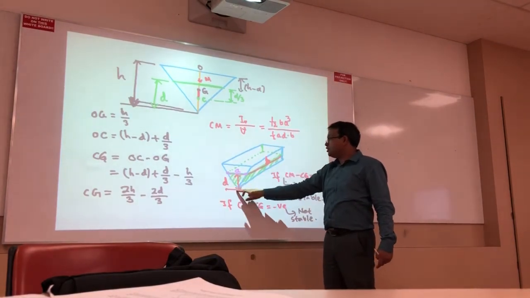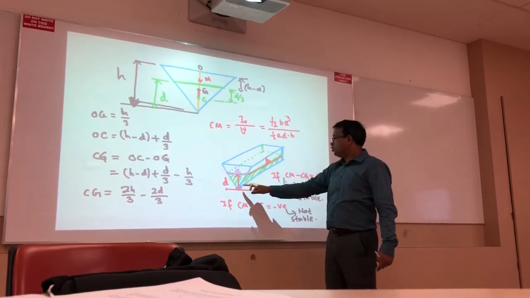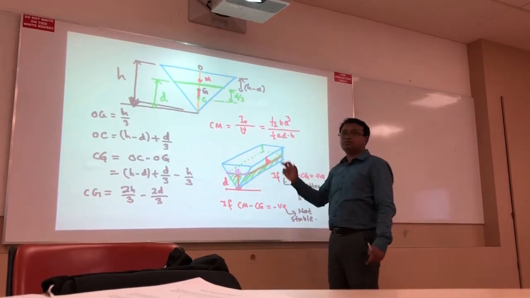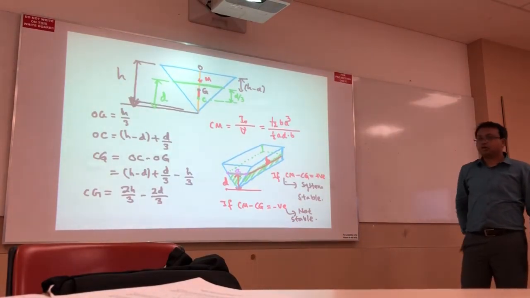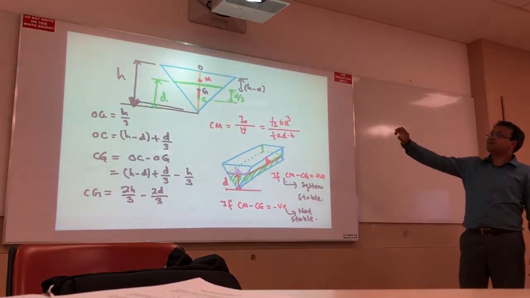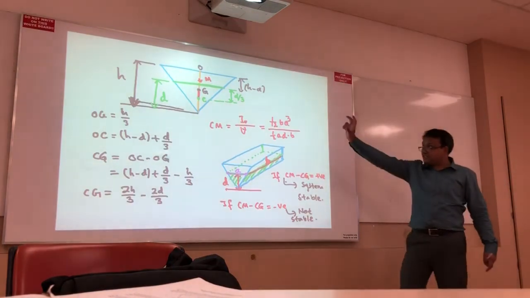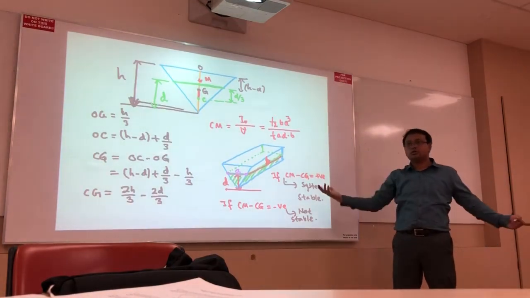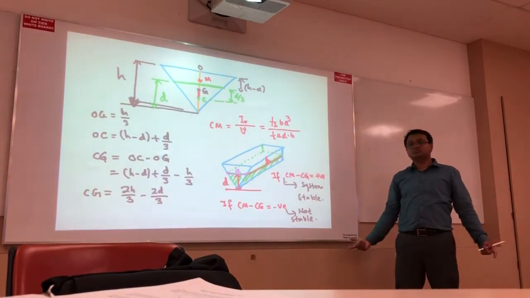What is the area? Area of the triangle, half times A times D. Volume, the distance from here to here. That's all. Alright? Any question? Then you have to find the distance CG and CM. Then after that you have to compare. If CM is greater than CG, it's stable. If CM is smaller than CG, it's not stable. Please understand.